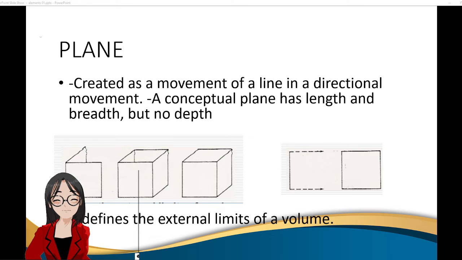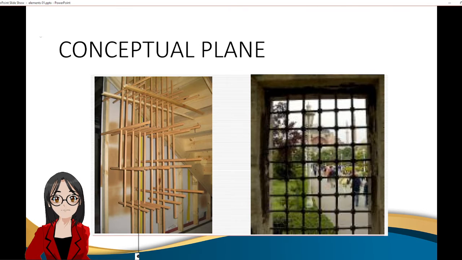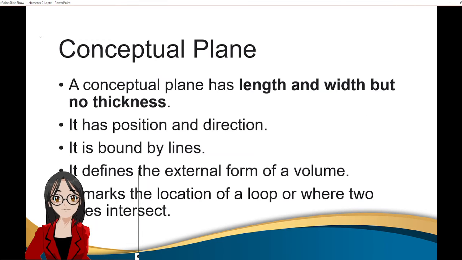So, here's, it defines the external limits of a volume. Kasi hindi natin masukat kung ano yung pinaka-depth niya. For example, z-axis, kung nakapag-aral na po kayo ng 3D modeling. Okay? So, sa conceptual plane, as you can see, we have the illustration na parang meron siyang 3D effect. Diba? So, tulad nito. And then this one. Okay, so, a conceptual plane has length and width but no thickness.